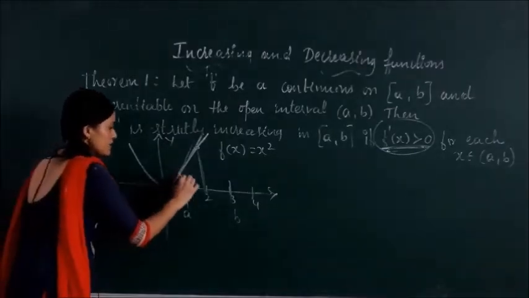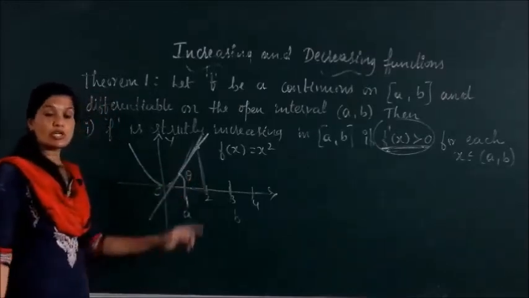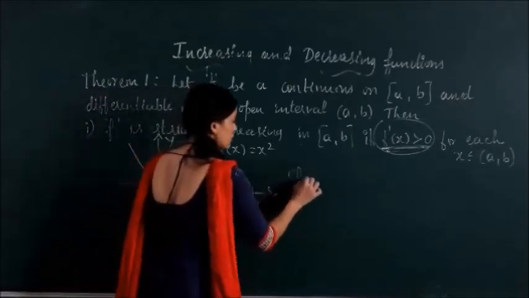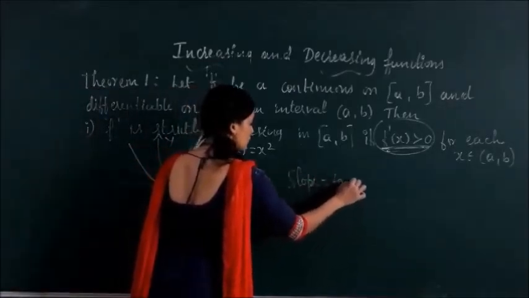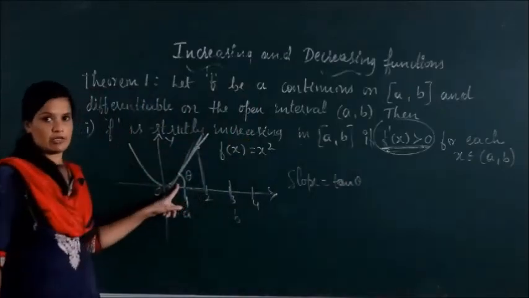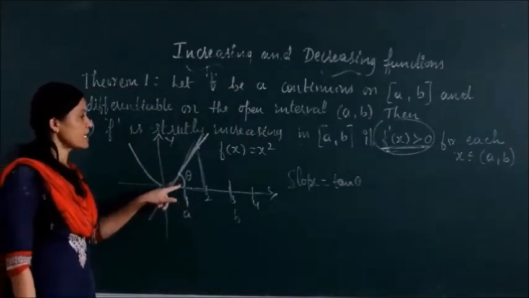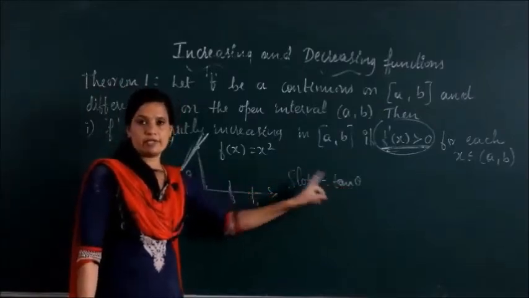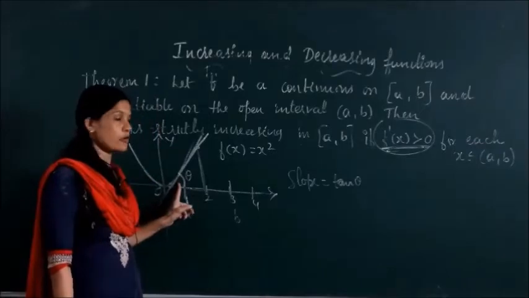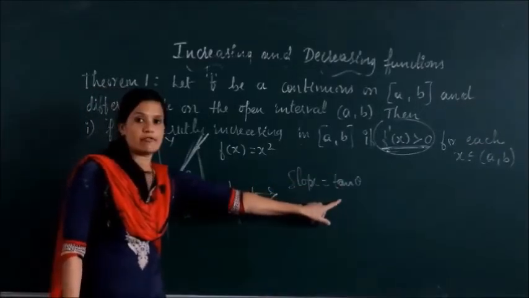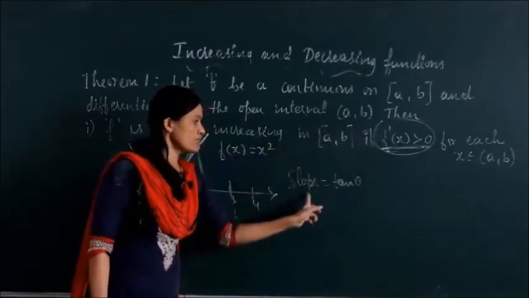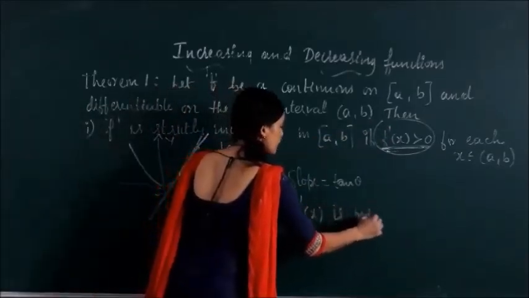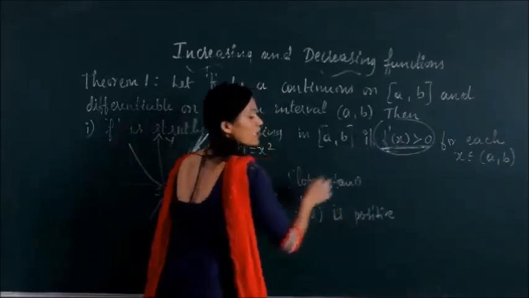So here this is angle theta. So what is the slope? Slope is nothing but tan theta, where theta is the inclination. See here theta is acute, so tan theta is always positive. Theta is acute, tan theta is positive. So slope is positive. Slope is nothing but f dash of x. f dash of x is positive, that is greater than 0.